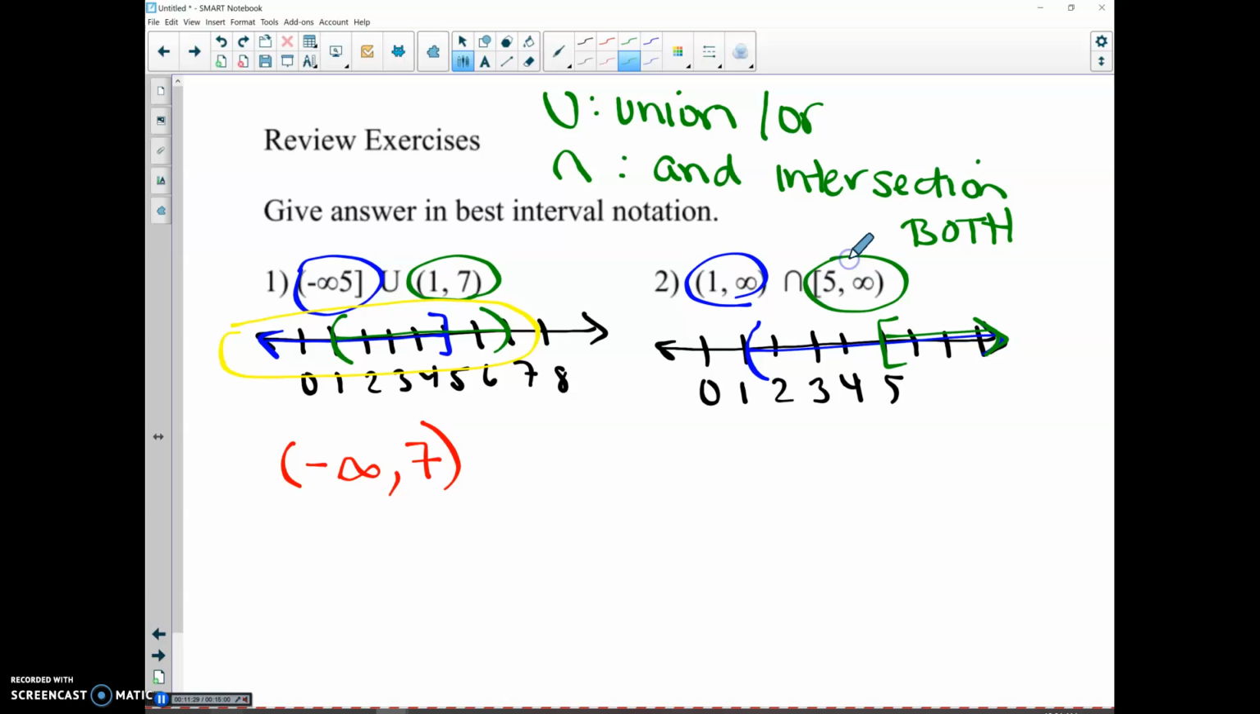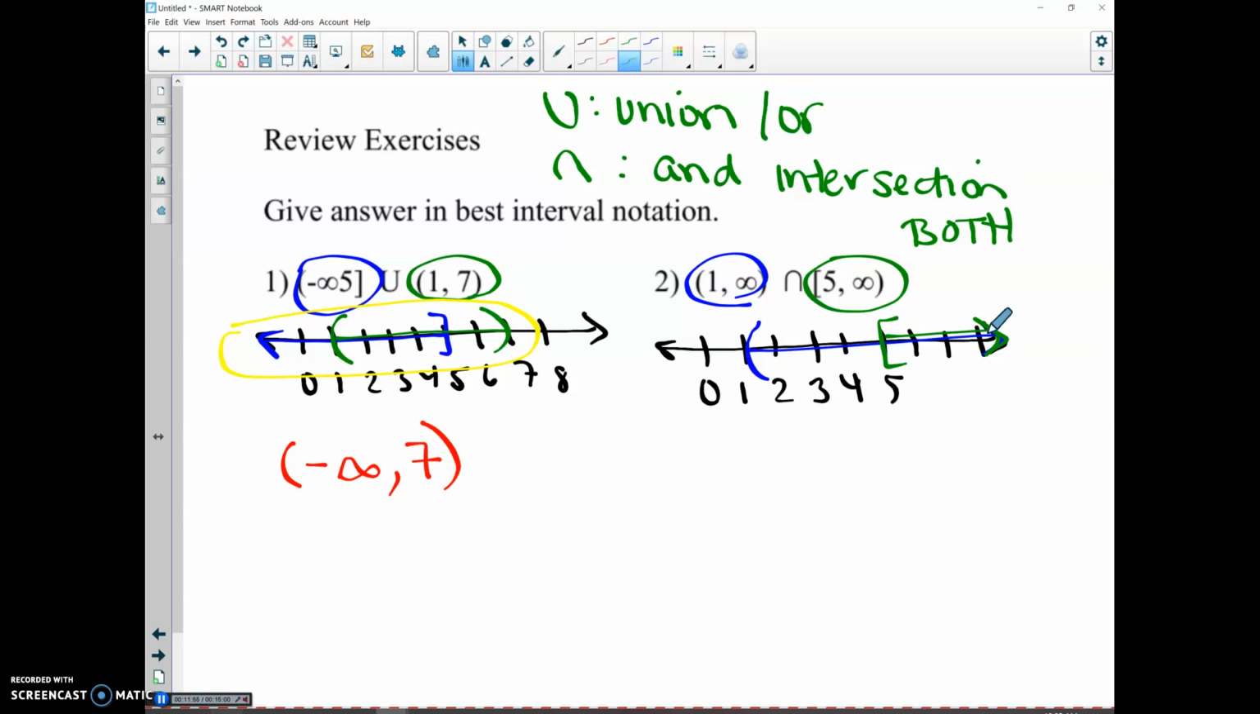All right, for number 2, this is the graph of both of the intervals on the same number line, and we are looking for the intersection, so what is shaded both green and blue. So this piece here has nothing. This piece here just has blue. This piece starting at 5, including 5, has green and blue all the way to the arrow, including the arrow.